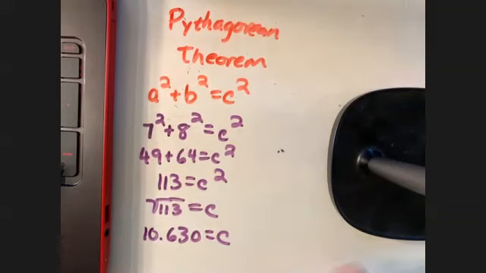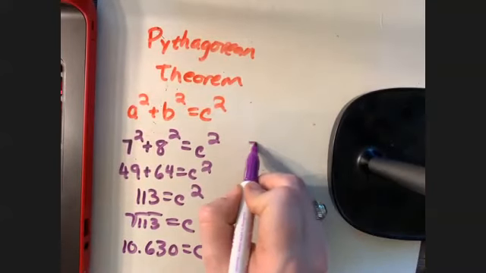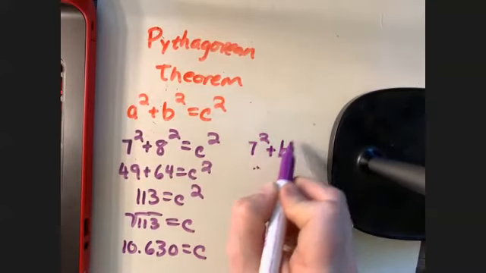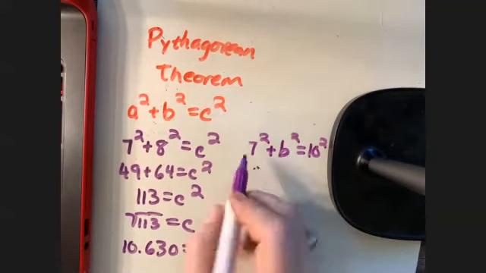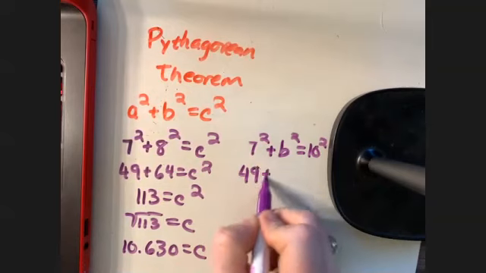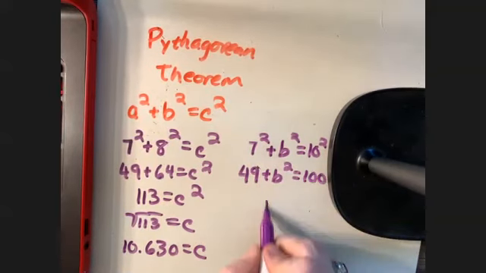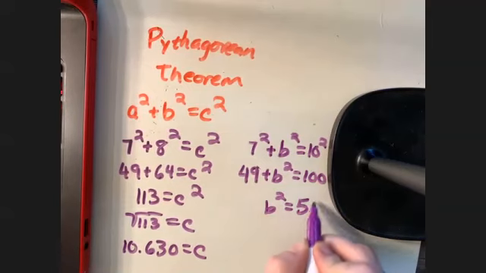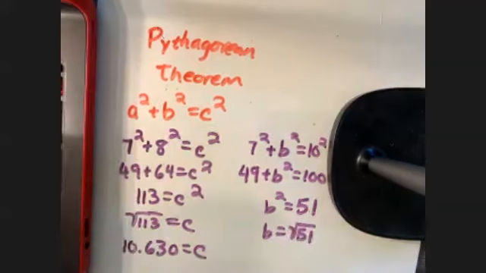basically, okay? Now, if they give you c, so let's say that they gave me 7 squared plus b squared equals 10 squared. So now I have 49 plus b squared equals 100. We're going to subtract. I get 51. And then we're going to take the square root of 51. So the square root of 51 would be that this is 7.141.